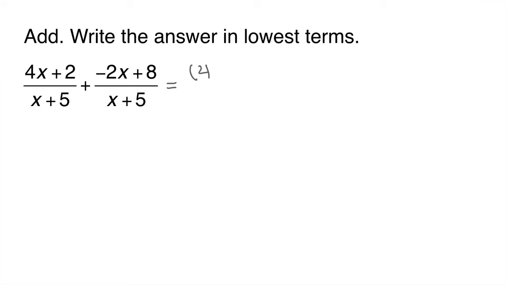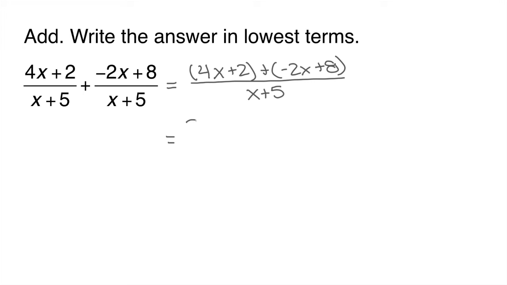So we have 4x plus 2 plus negative 2x plus 8 all over x plus 5. Now we simplify the numerator. We can regroup and combine like terms. So we have 4x plus negative 2x is 2x, and we have 2 plus 8, which is 10. So our numerator is 2x plus 10, and our denominator is still x plus 5.